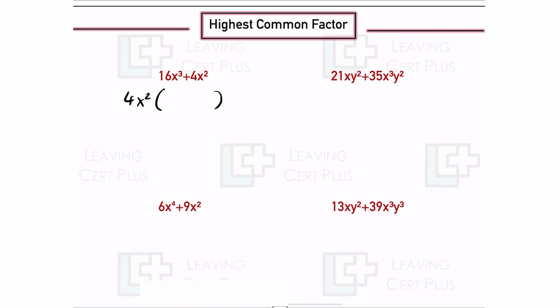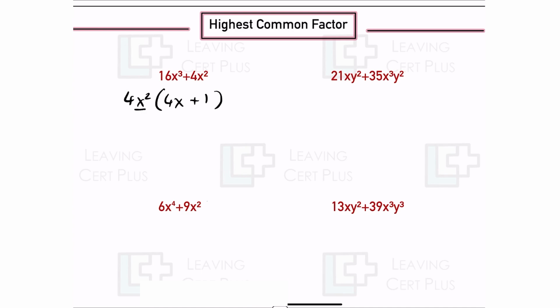Now the question is, what do I need to multiply this by to get this? So the coefficient, I need to multiply that by 4 to get 16. And then I need to multiply x squared by x to get x to the power 3. What do we need to multiply 4x squared by to get 4x squared? That's just the same thing, so it's plus 1. So that's your answer then.